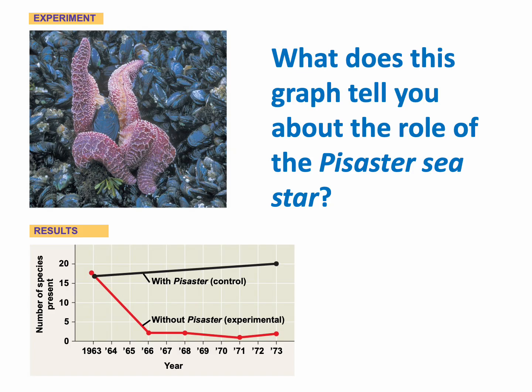So here's another example. This is Pisaster. Pisaster is a starfish, a sea star. And this is showing, again, the same type of graph, right? Number of species across years, and there's an experiment being done here. So what do you think is going on here, and what can we say about Pisaster?